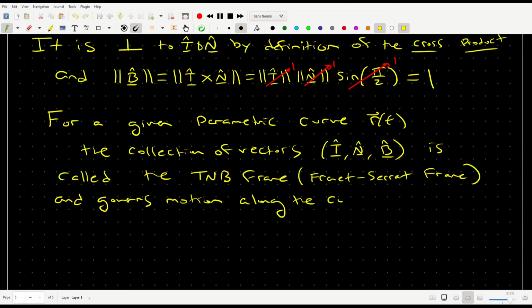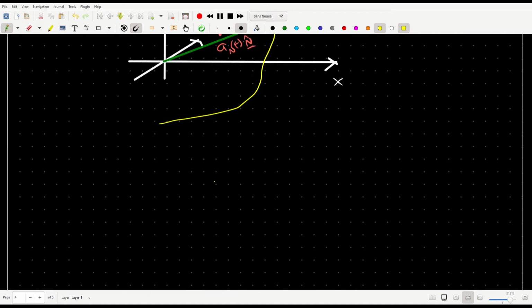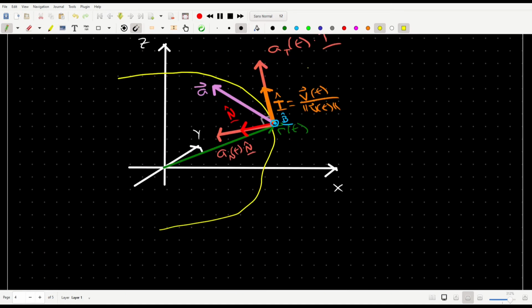And you can do some really neat things with this TNB frame. Specifically, you can develop what's called the Frenet-Serret formulas, which is a system of differential equations that essentially gives you this TNB frame when solved. And the only thing that you need is to know the curvature at every point along the curve and what's called the torsion at every point along the curve. I won't be getting into this in this class, but it's a very, very cool application of calculus and vector calculus to the motion of any curve in three-dimensional space.